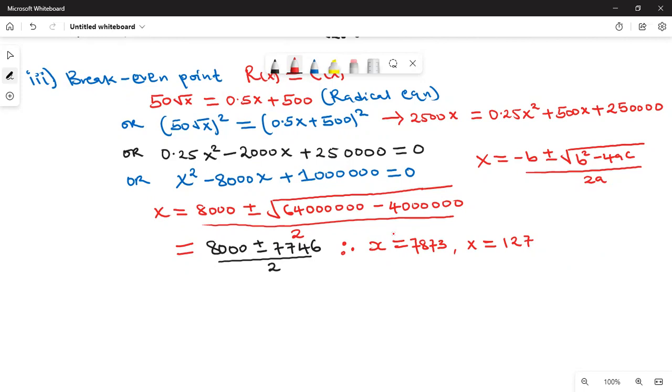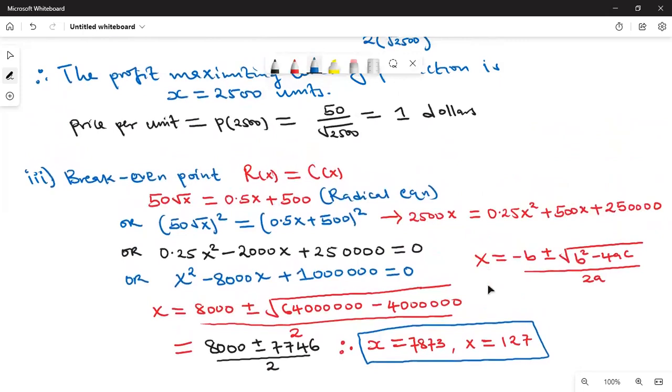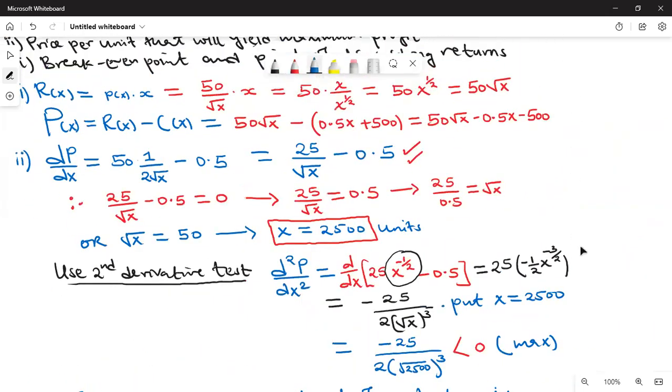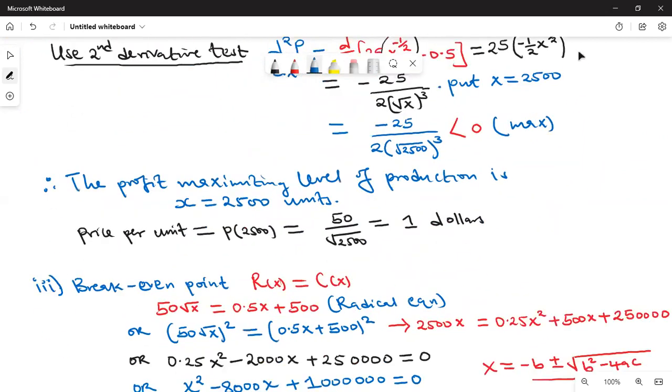Another one is the point of diminishing returns. Let me just bracket this to show these two are the break-even points. And I already told you what you mean by break-even point. Now, the point of diminishing returns is where the second derivative of the profit function equals 0. And then solve for x.